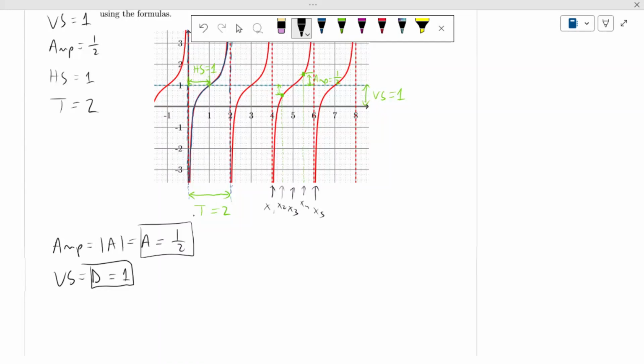All right. Now we'll do our period here. The period for sine and cosine is 2 pi divided by b, but now we're talking about tangent and cotangent. So the period for tangent and cotangent is pi divided by b instead. Fair enough, pi divided by b. So that's going to be equal to 2. Now we can solve for b. We multiply by b on both sides, we get pi is equal to 2b, and then divide by 2 on both sides. We get b is equal to pi divided by 2.